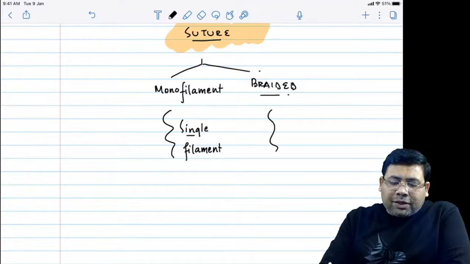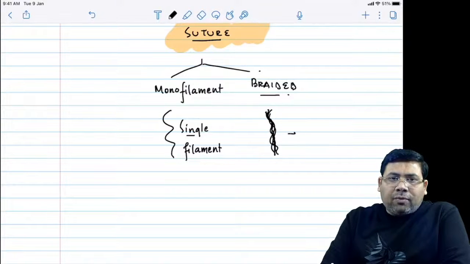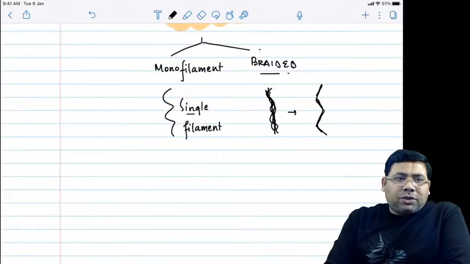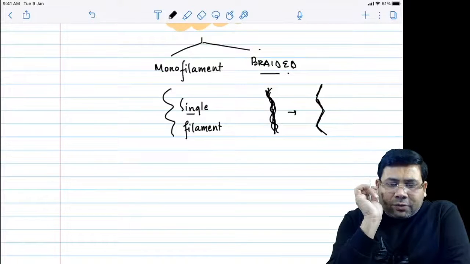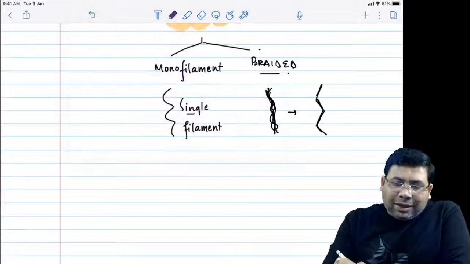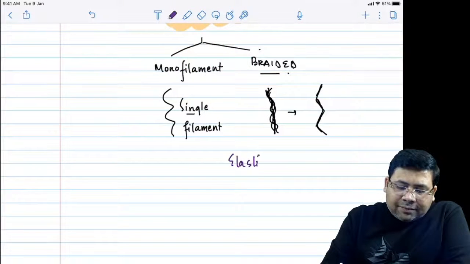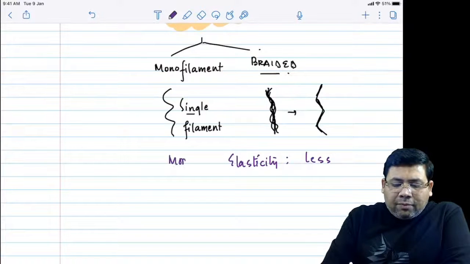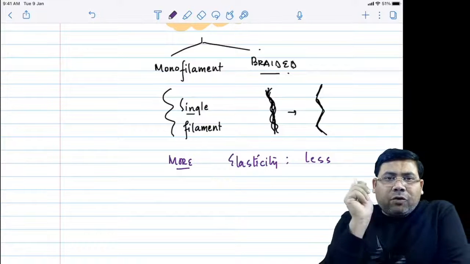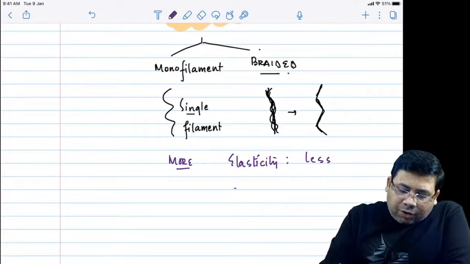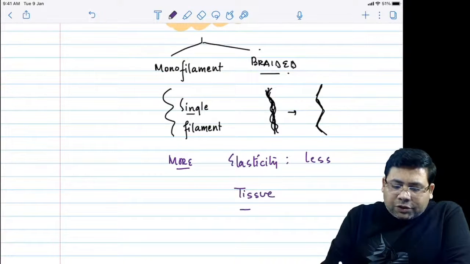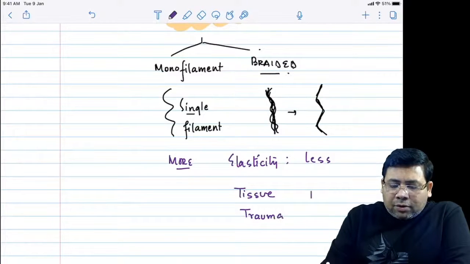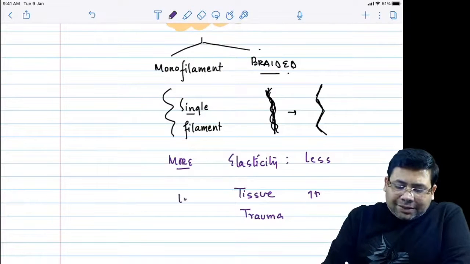What is a braided suture? Braided suture is multiple braids of thread rolled to form a single suture. So multiple sutures rolled into one, that is a braided suture. Next, when we talk about elasticity, this is less in braided suture, more in monofilament suture. Again, if you talk about tissue trauma, this is more in braided suture, less in monofilament.